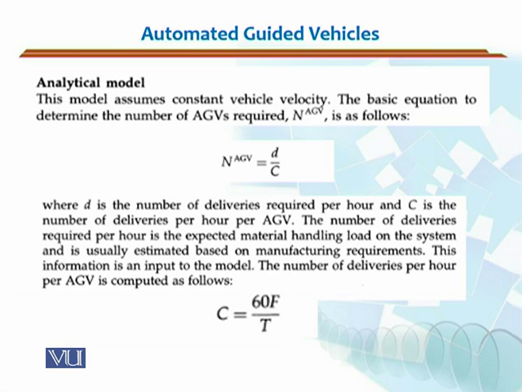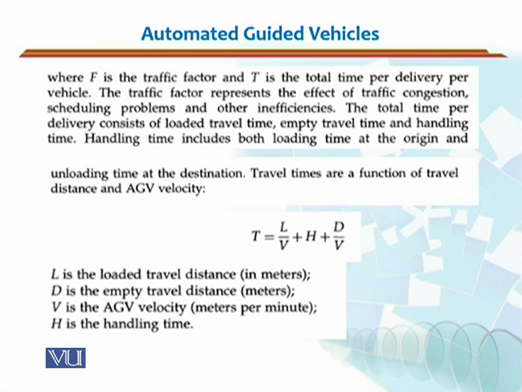So the number of deliveries per hour per AGV is computed as follows. C is equal to 60F divided by T. 60 would be for the time. Here, F is the traffic factor and T is the total time per delivery per vehicle. So big T represents the total time per delivery per vehicle required. The traffic factor represents the effect of traffic congestion, scheduling problems, and other inefficiencies.